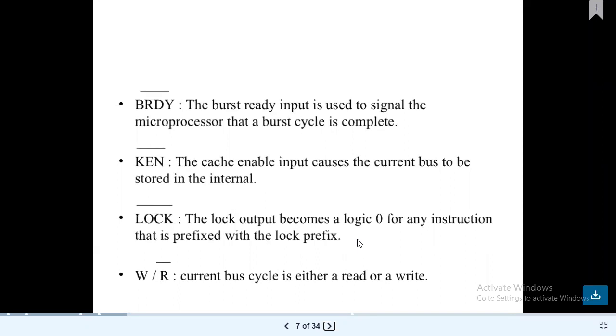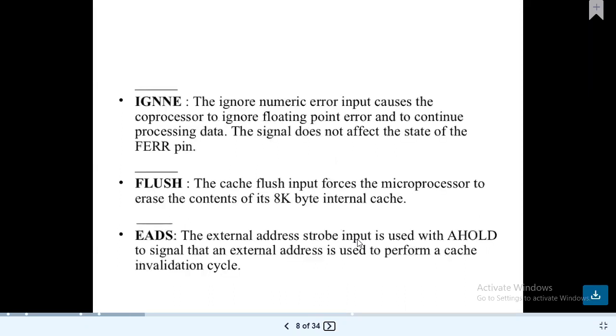The next one is cache enable. KEN is a cache enable input that causes the current bus cycle data to be stored in the internal cache. The next pin is LOCK. The lock output becomes a logic 0 for any instruction that is prefixed with the lock prefix. The next one is W/R, write and read. It decides whether the current bus cycle is either a read or a write.